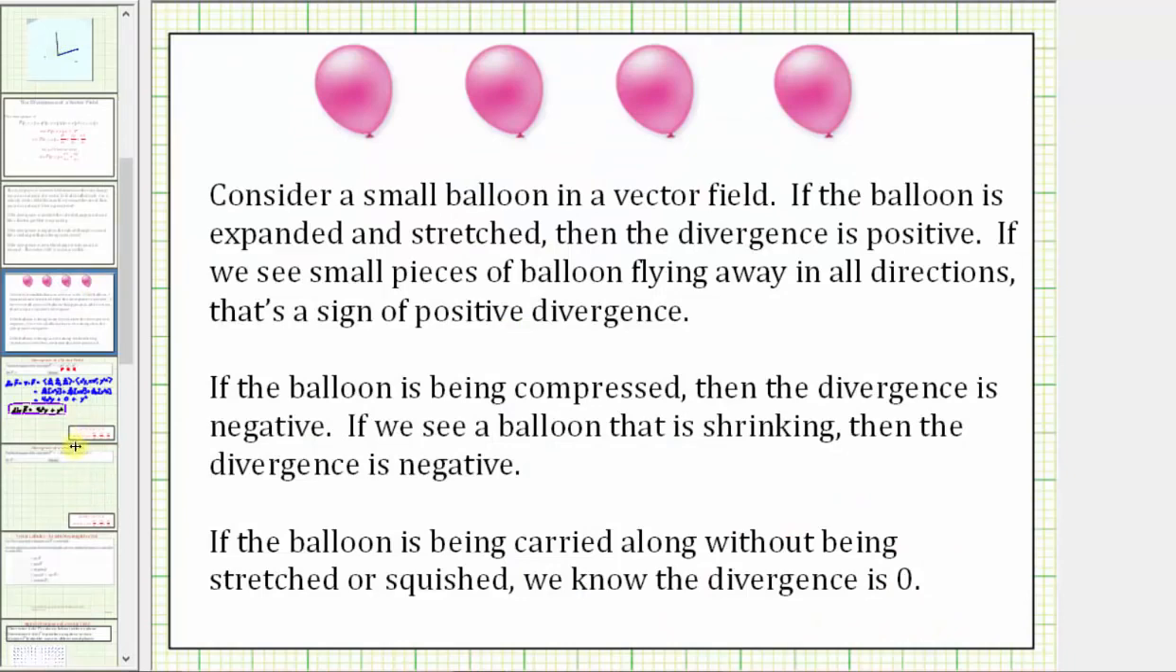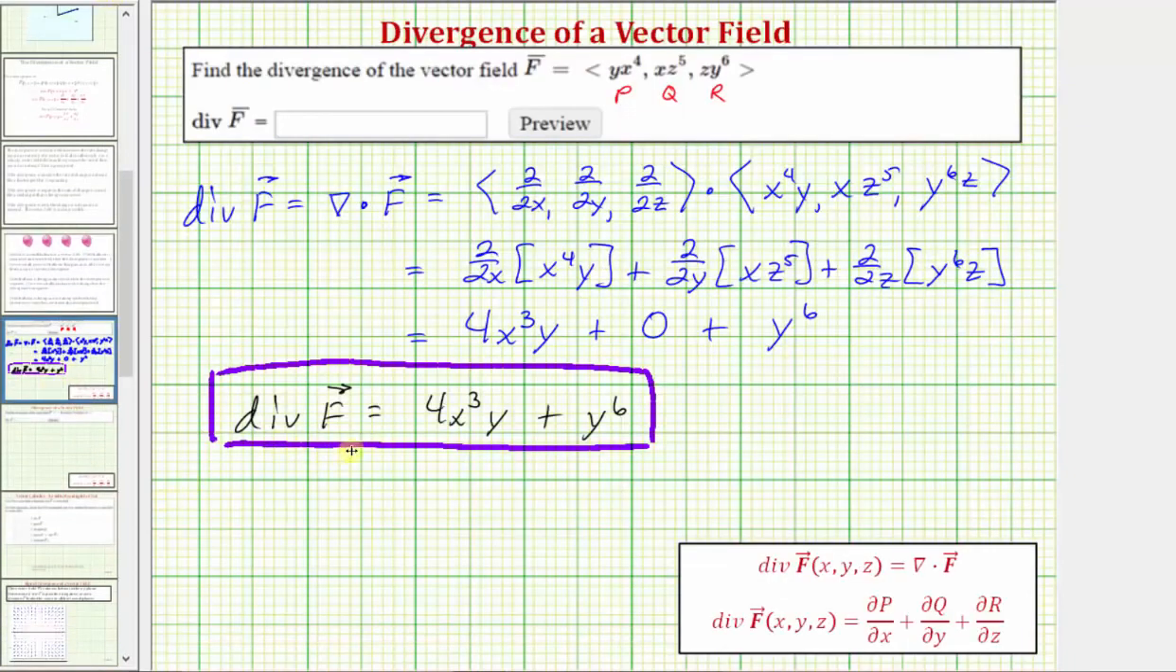So going back to our example, let's find the divergence of the vector field f at the point 1, 1, 1, and then we'll look at it graphically. So the divergence of the vector field f at the point 1, 1, 1 would be equal to 4 times 1 to the third times 1 plus 1 to the sixth, which equals 5. So because the divergence is positive at the point 1, 1, 1, this tells us the rate of change at this point is going to be outward.